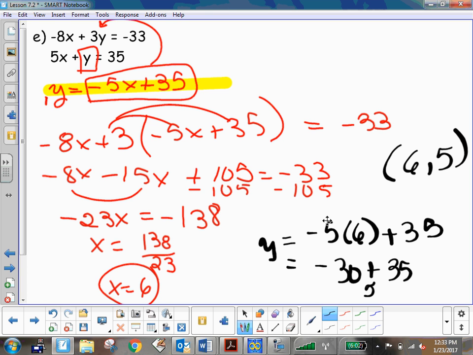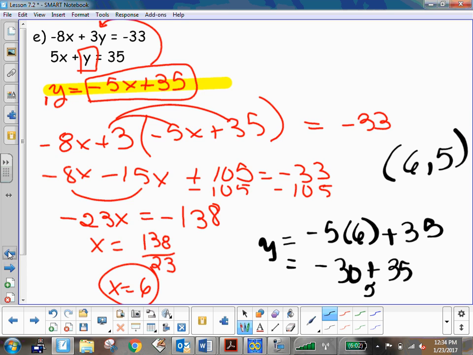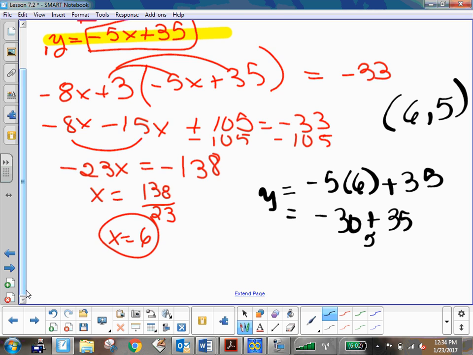How are we doing? Yeah? What variable should I solve for here? The x in the first one, yes? So what is x going to equal? Good, negative 2y plus 6. All right, finish this problem.